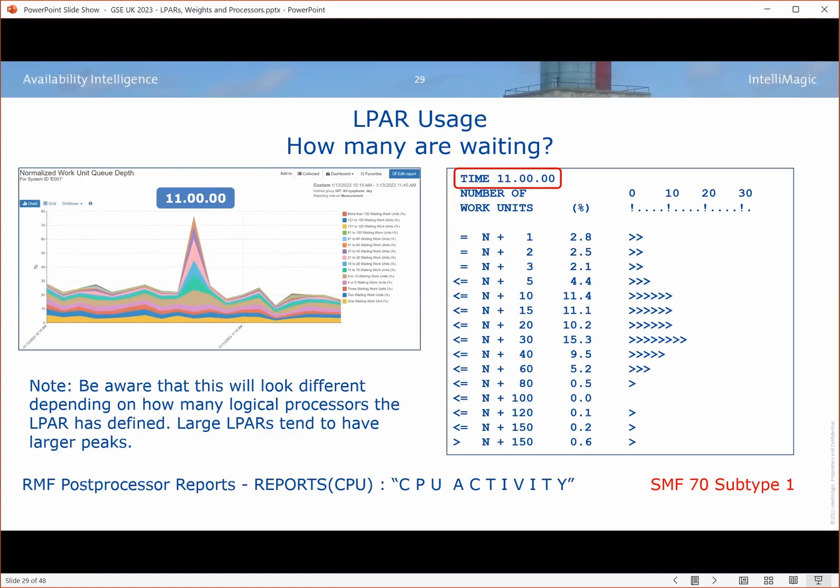Now, one thing you have to be careful of: my observation is that in very large LPARs, with many processors, you'll see that the peaks have many larger occurrences of large numbers of work units, i.e. the buckets 81 to 100, for example, or 101 to 120. So just be aware of that. It will look different on smaller LPARs than on larger LPARs.